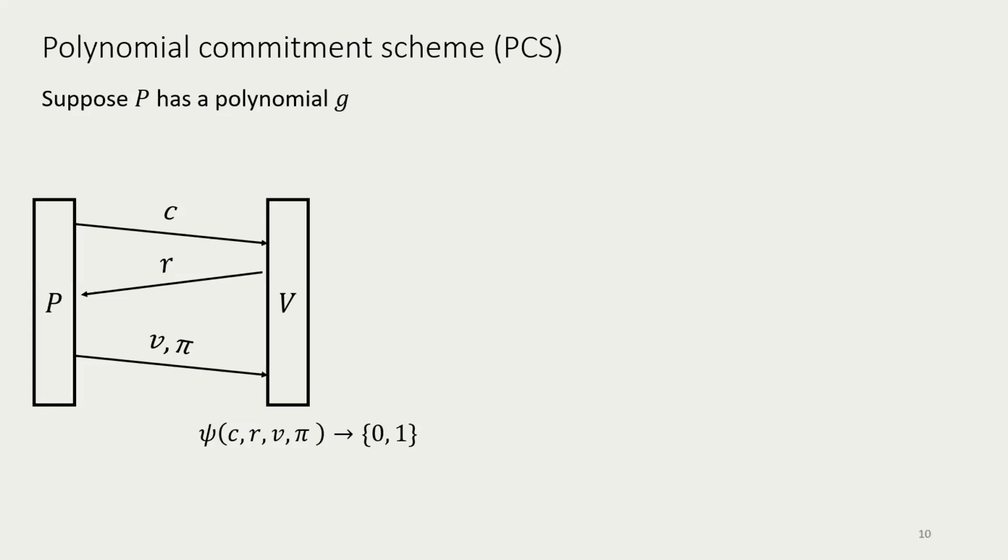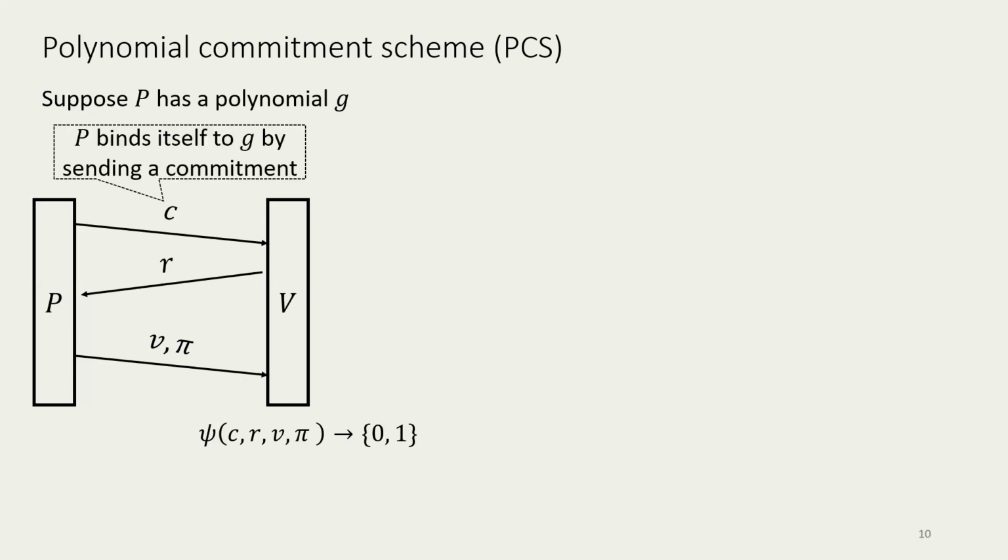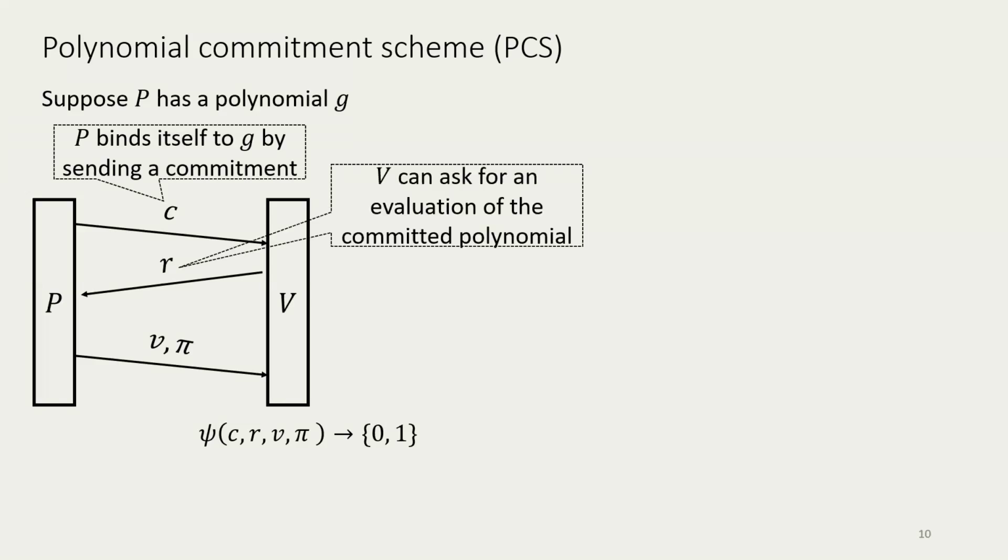Another primitive that I want to recall is a polynomial commitment scheme. Here, suppose the prover has some polynomial G. The prover binds itself to this polynomial by sending a commitment to the polynomial. The verifier, instead of evaluating this polynomial, sends the evaluation point to the prover, who then sends a claimed evaluation along with a proof that this claimed evaluation is consistent with the committed polynomial. Finally, the verifier just runs a set of checks involving the commitment, the point at which the evaluation was requested, along with the proof that was sent by the prover, and it outputs a bit indicating whether it accepts or not.